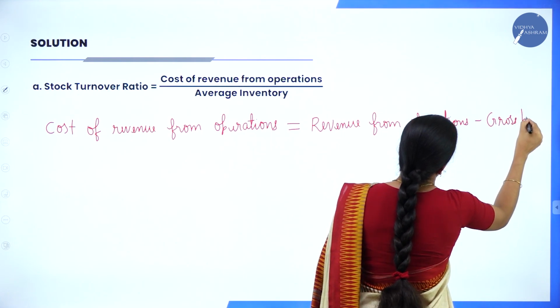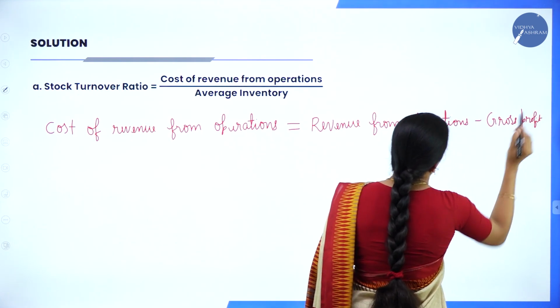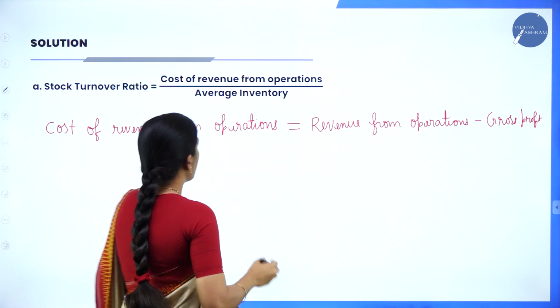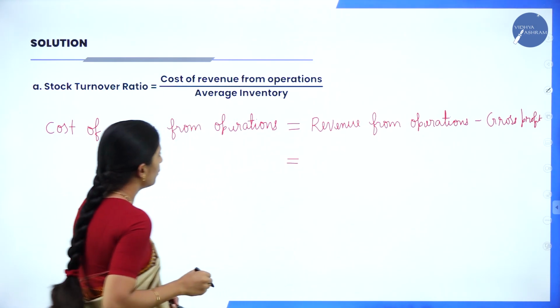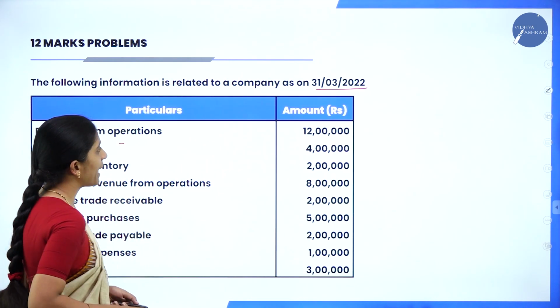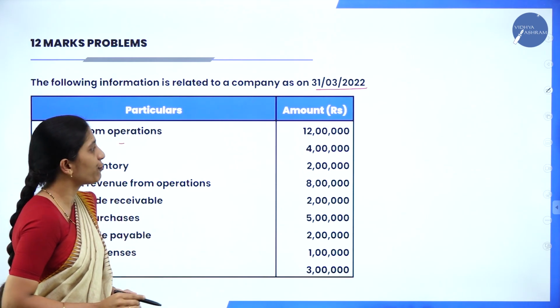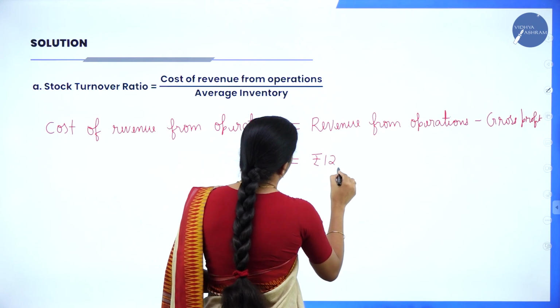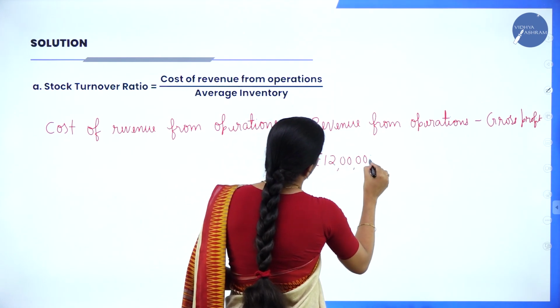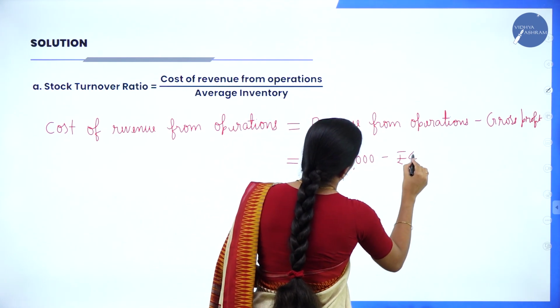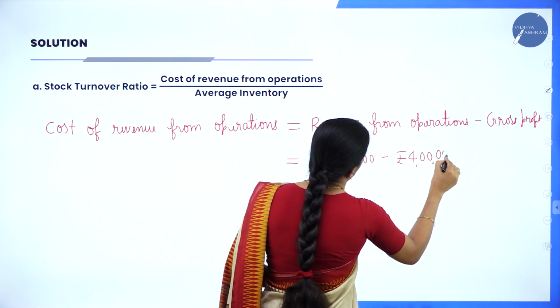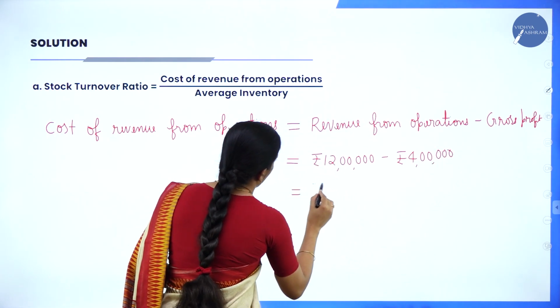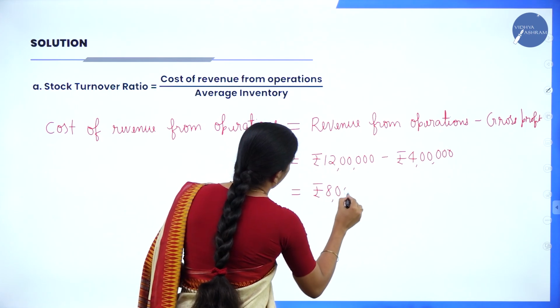Revenue from operation minus gross profit. Now, how much is revenue from operation? Revenue from operation is 12 lakh minus gross profit 4 lakh. So, rupees 12 lakh minus rupees 4 lakh. So, that will be rupees 8 lakh.